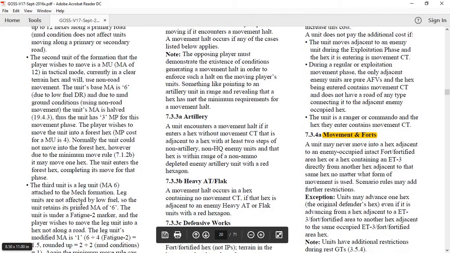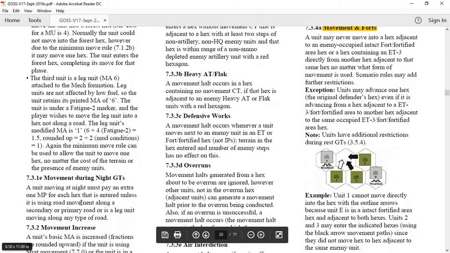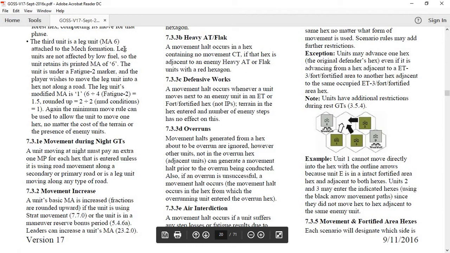A third unit is a leg unit, MA 6, attached to the mech formation. Leg units are not affected by low fuel, so the unit retains its printed MA of 6. The unit is under a fatigue 2 marker, and the player wishes to move the leg unit into a hex not along a road. The leg unit's modified MA is 1. 6 divided by 4 for a fatigue 2 marker equals 1.5, rounded up to 2, divided by 2 for mud conditions equals 1. Again, the minimum move rule can be used to allow the unit to move 1 hex, no matter the cost of the terrain or the presence of enemy units.